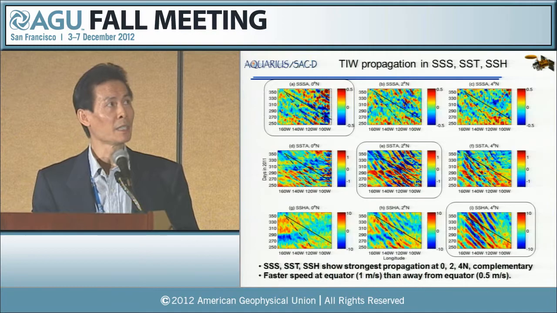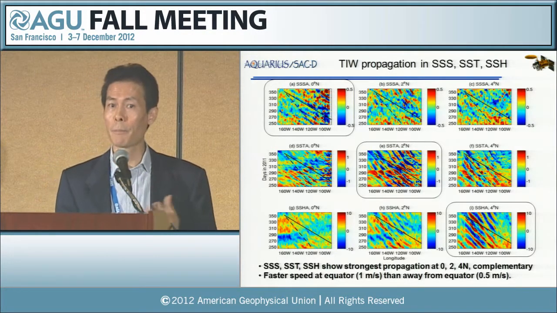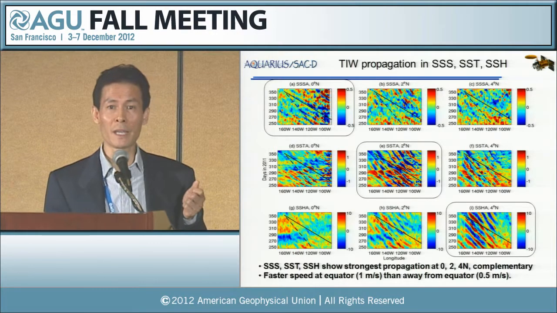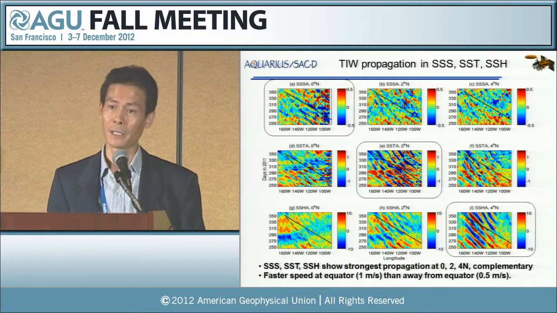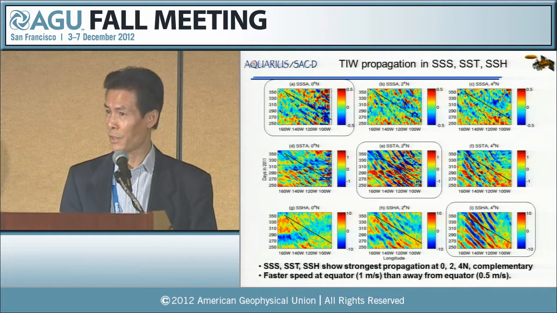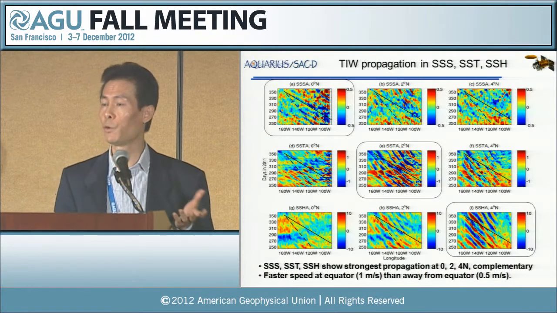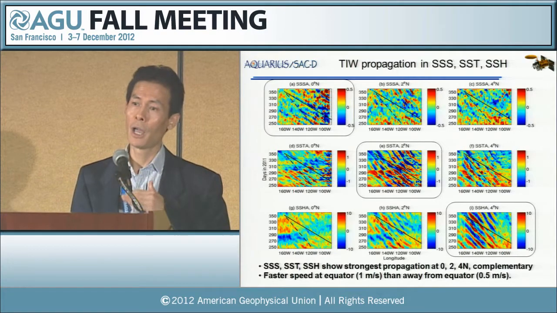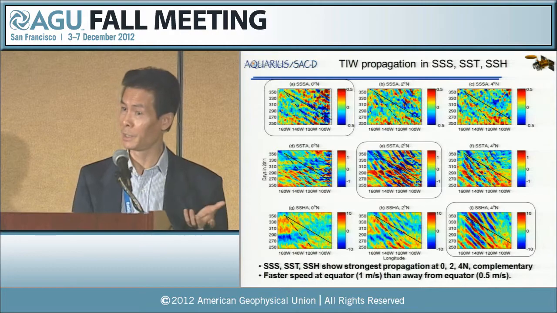So immediately you see that the SSS, SST, and SSH are best for observing this wave at different latitudes. In fact, the salinity signal is the strongest at the equator, whereas the SST signal is the strongest near 2 north, whereas for altimeter data, it's the strongest near 4 north, and that's the standard latitude of the tropical instability vortices. So you see a very large response in the altimeter data.